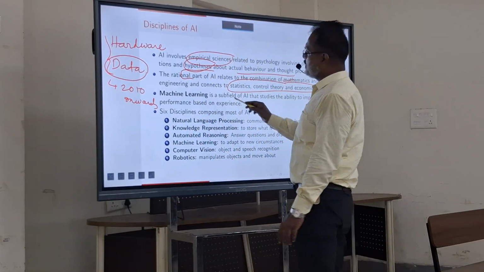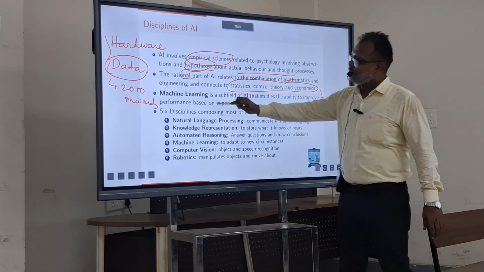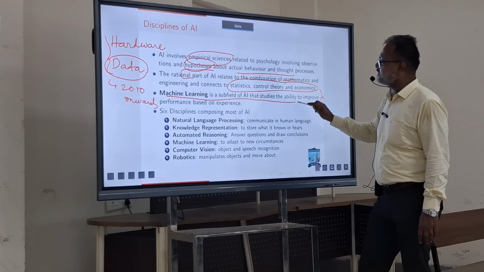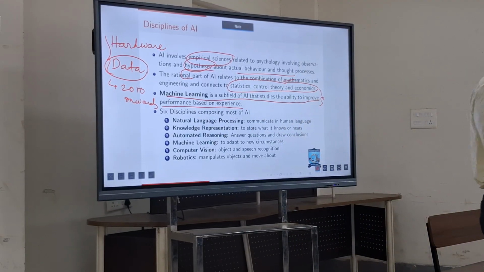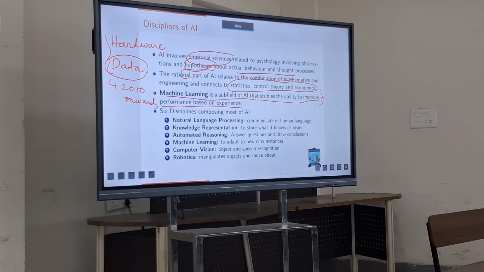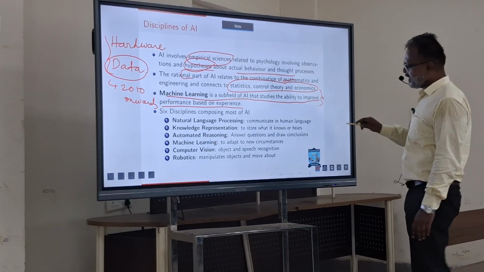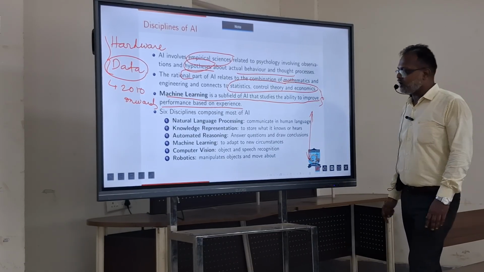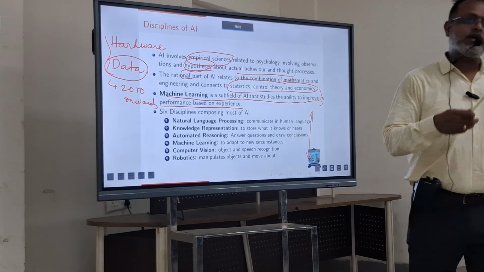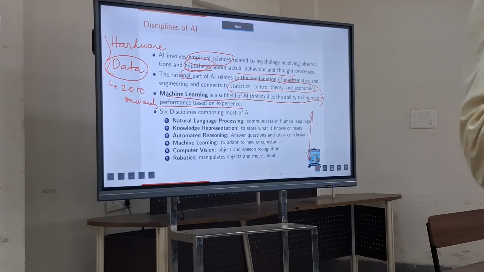Now what is machine learning? It is a subfield. This you may want to write. Machine learning is a subfield of AI that studies the ability to improve performance based on experience. There are some algorithms, but they are very basic algorithms. It is the data that matters: how they are trained, on which data they are trained. So what are the major disciplines of AI? The first is NLP, natural language processing, which is the one that we are living with most now. Now we can give some command to Google and it can understand.